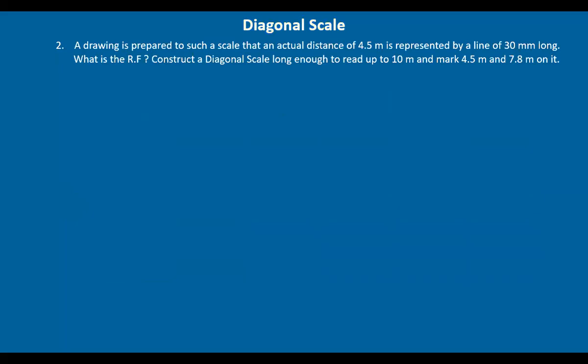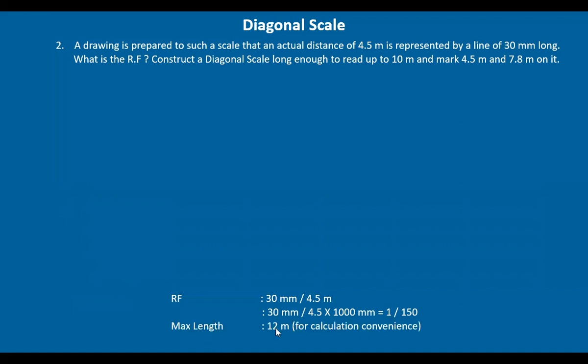Next, suppose a drawing is prepared in such a scale that an actual distance of 4.5 meters is represented by a line of 30 mm long. You have to find out the RF. So let's take the RF here: the length of the line divided by the actual distance of 4.5 meters. Convert them into the same millimeters on both sides, numerator and denominator, 1000 mm. So calculate RF as 1 by 150.